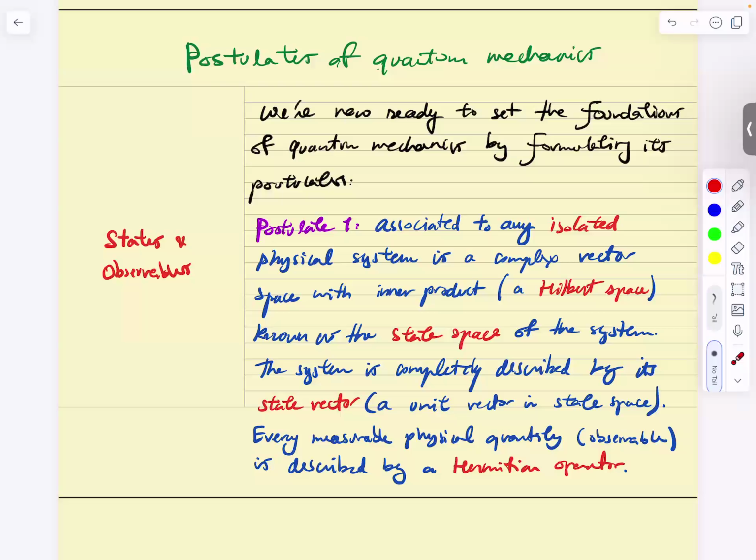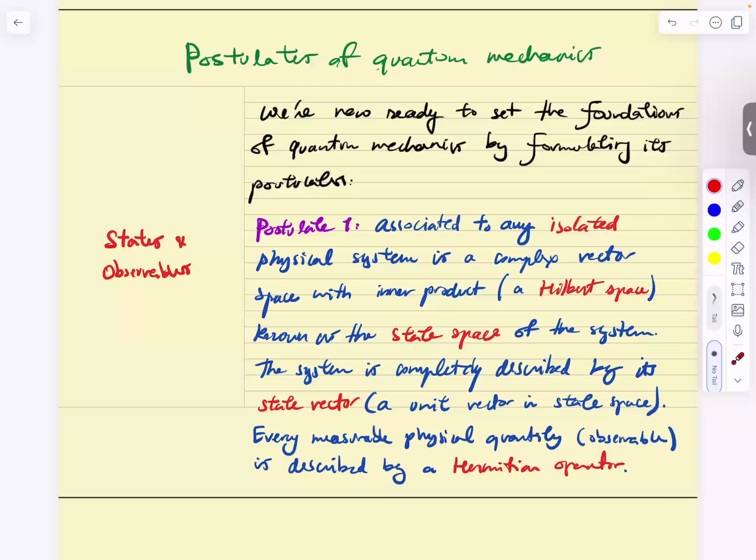The system is completely described by a state vector, a ket. A unit vector, we said it's a unit vector, right? The normalization had no physical meaning in the state space. Also, every measurable physical quantity, aka observable, is described by Hermitian operators. So this postulate we've gone over. There is a subtlety here. That's the word isolated. We'll come back to that later, maybe next lecture, actually.